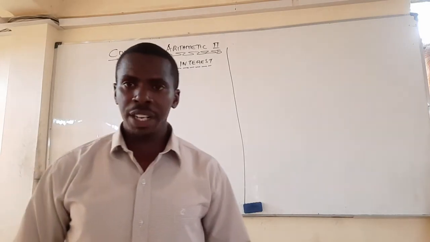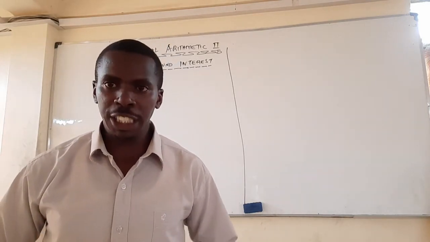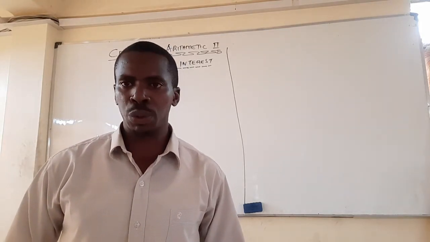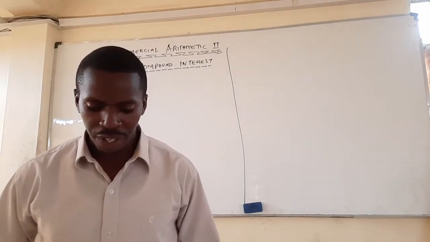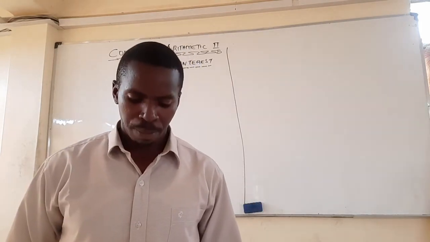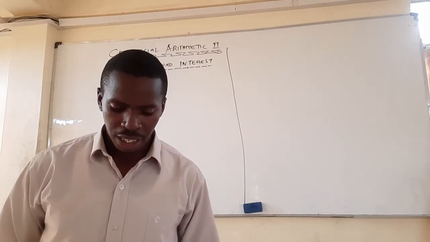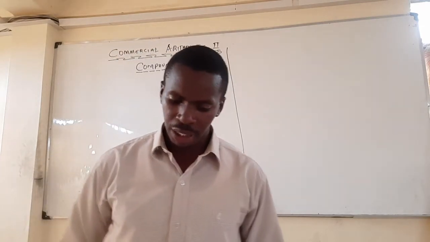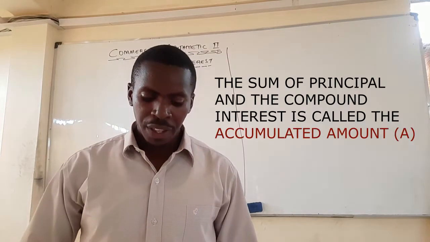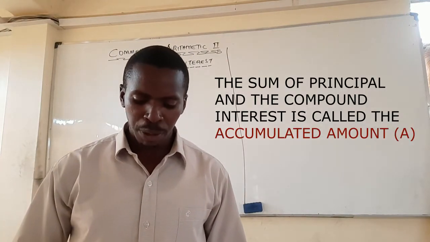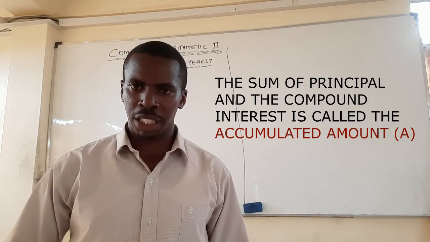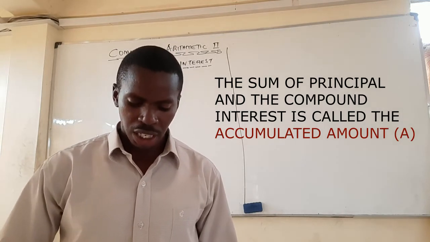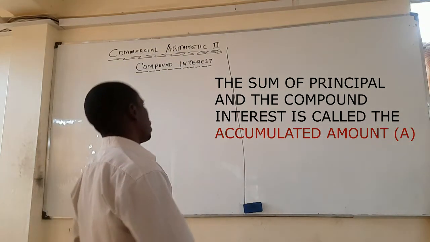Now, after every interest period, the principal increases, and therefore the interest earned also increases. You're going to see this in a short while. The sum of the principal and the compound interest is called the accumulated amount.